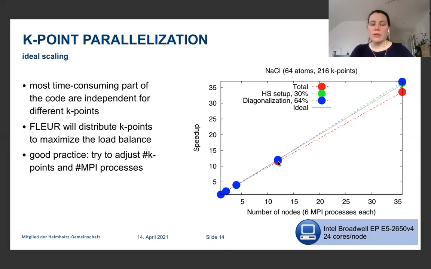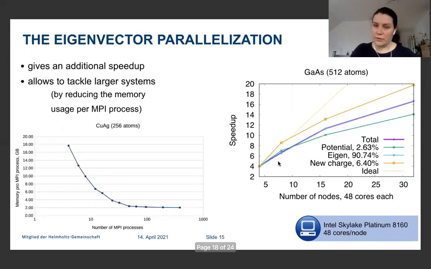3 MPI processes, then it will distribute every k-point over 3 MPI processes so that the k-points are calculated subsequently, one after another. But if you start 4 k-points with four MPI processes, then each MPI process will get its own k-point. So try to adjust the number of k-points to the number of MPI processes.